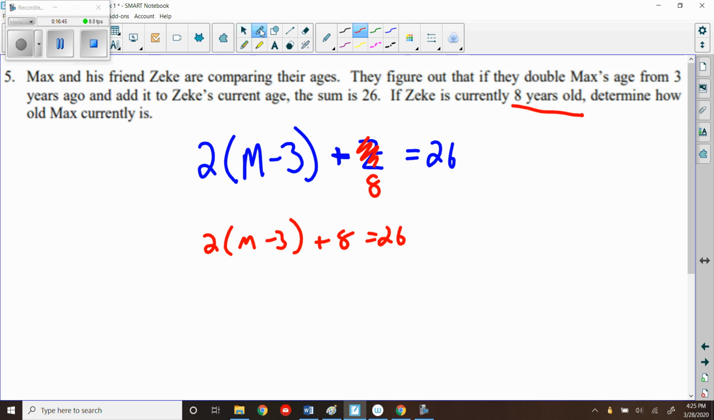All right, so I assigned a variable. I assigned M to be Max's age. And so now I have this doubling Max's age from 3 years ago, adding to that Zeke's age, which we found out was 8, should be 26. All right, so what are my steps? My first step personally is to simplify. Simplify, if I can spell that correctly. And then we will work on undoing the order of operations.